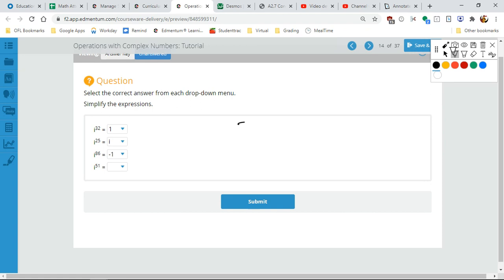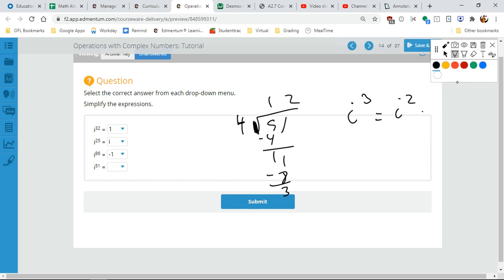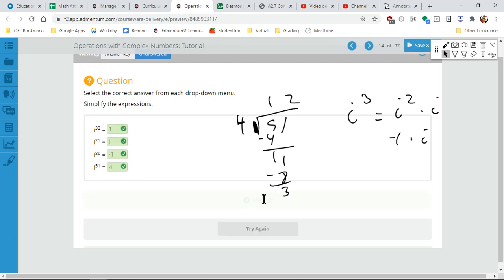Let's double check, though. So we're going to do 4 going into 50, divided by, not square root. It goes in 1 time, 11, bring down the 1, makes it 11, 2, 8, and we have a remainder of 3. So we have I third. So I third is the same thing as I squared times I. So I squared was -1 times I. This is our -I. So confirmed. There we go.